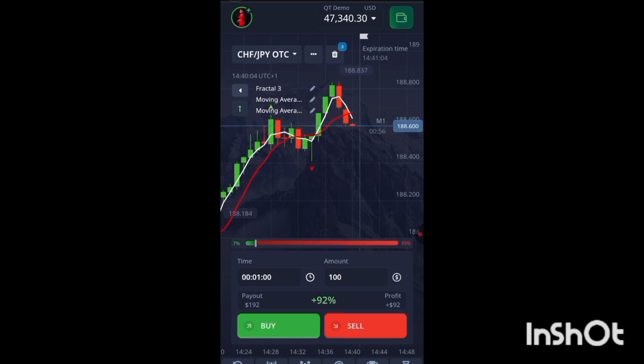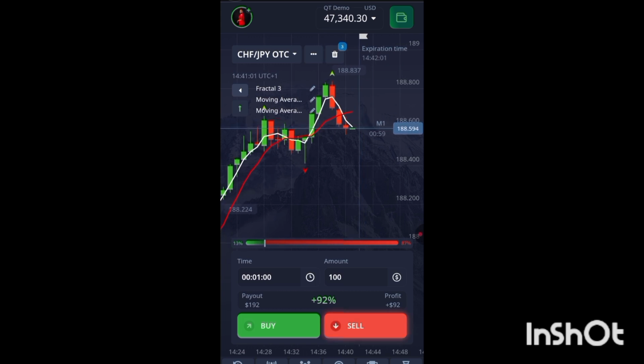The white moving average has crossed the red one. Fractal has not shown its signal, so we will not take this trade. Let's wait for this candle to finish. If fractal drops its green signal, then we'll take a trade. Exactly. Let's take a trade.